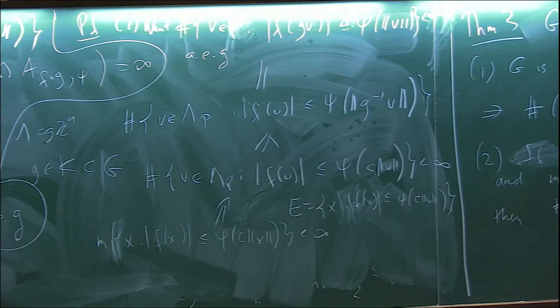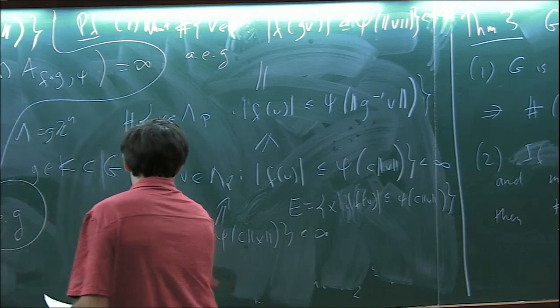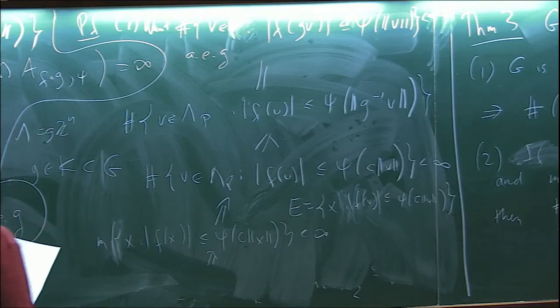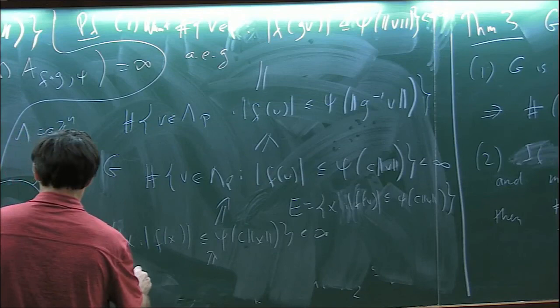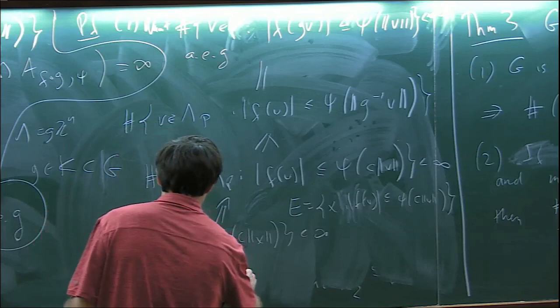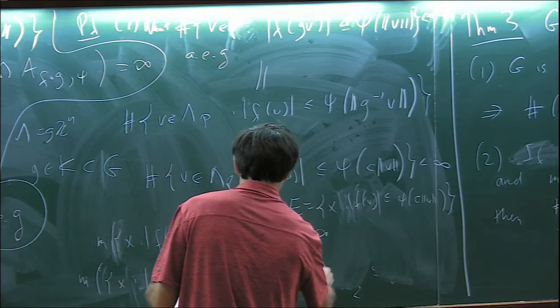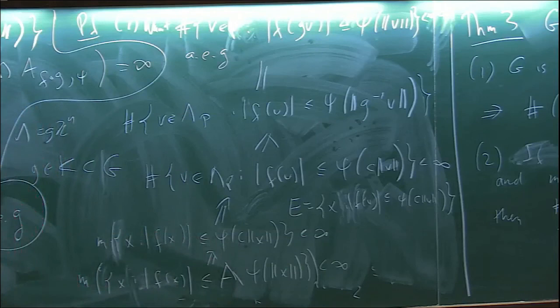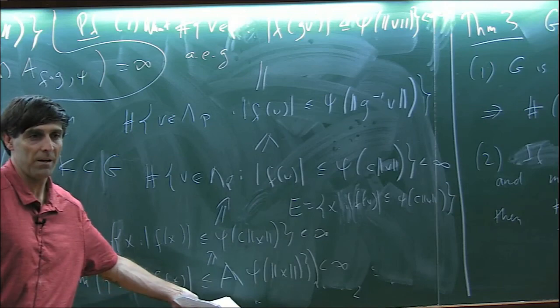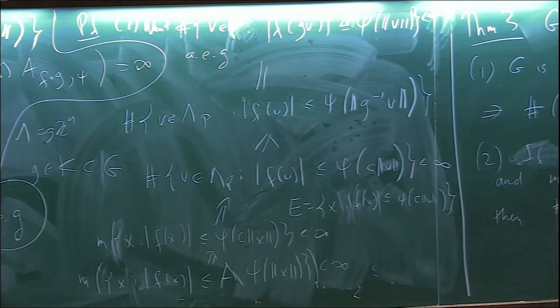First of all, I have F of psi of CX. This will follow if we know that the measure of the set of X such that F of X is bounded by some big constant A times psi of the norm of X is finite. Remember that psi was something like this: you go from here to here, and you can increase, but the increase is bounded. So you have this A, which just depends on psi, on this compact subset.